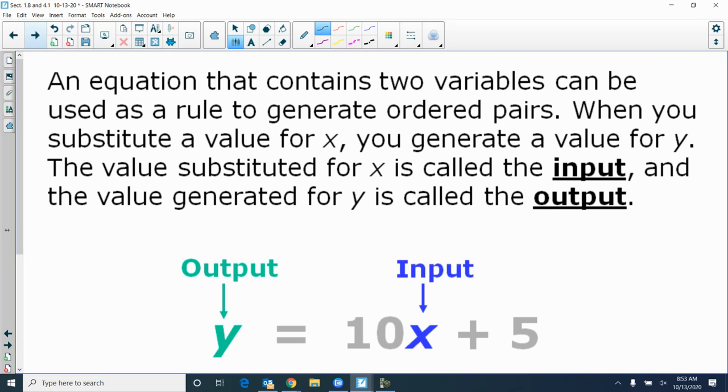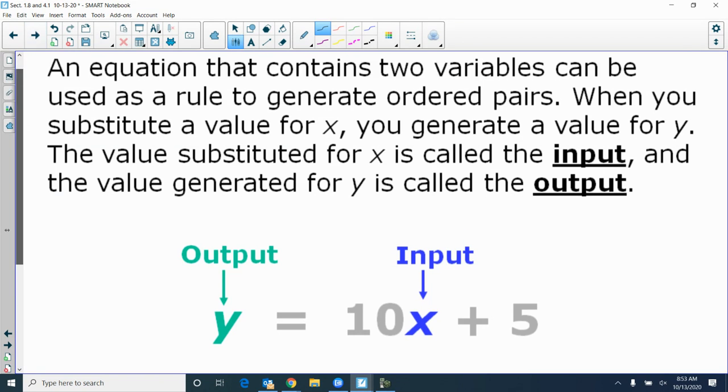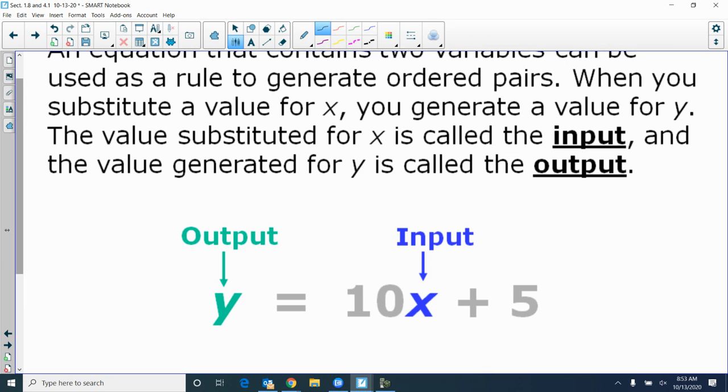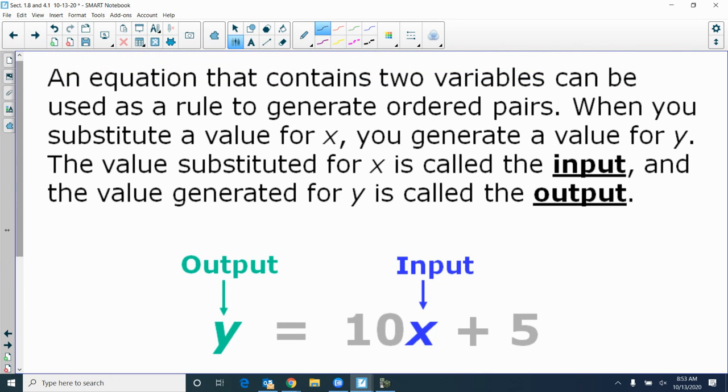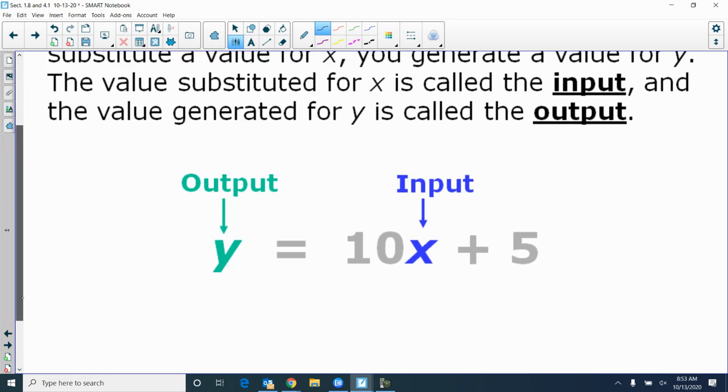All right, now we're going to deal with equations in two variables, like we have an x and a y. Before, it just had an x and we solved for that x, but now we're going to end up getting graphs. When you substitute a value for x, you generate a new value for y. The x is typically called the input, the y is called the output. And you usually get an ordered pair.